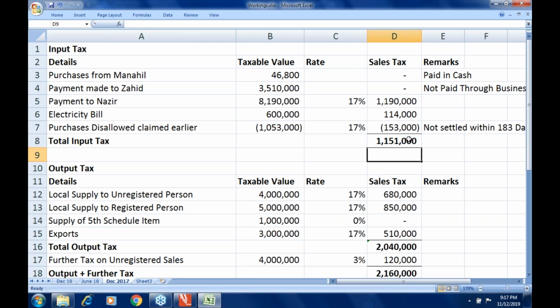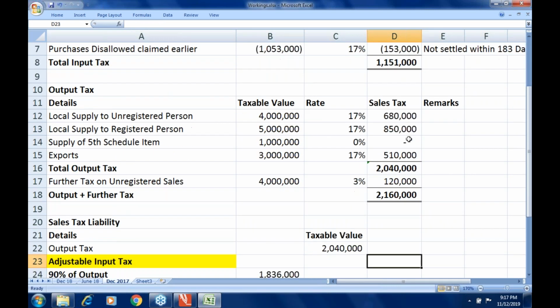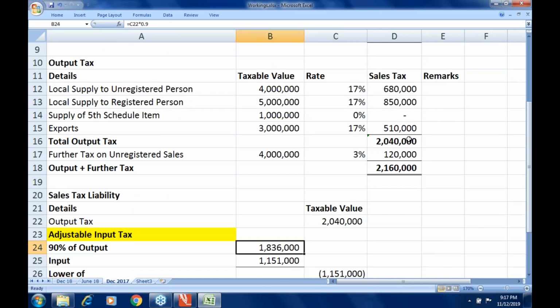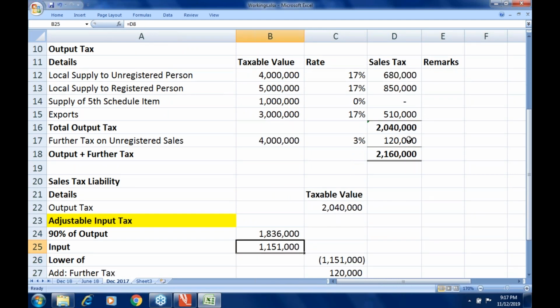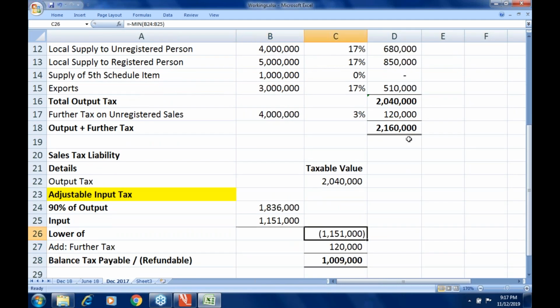So now we've got the input, we've got the output. On the basis of this, we'll calculate the sales tax liability since the formula was already input. First of all, you've got the output tax here. Then there is 90% of output and the actual input, so whichever is lower, that is adjustable. The further tax is added to it, and then you've got a balance tax payable or refundable, which is 1,009,000.